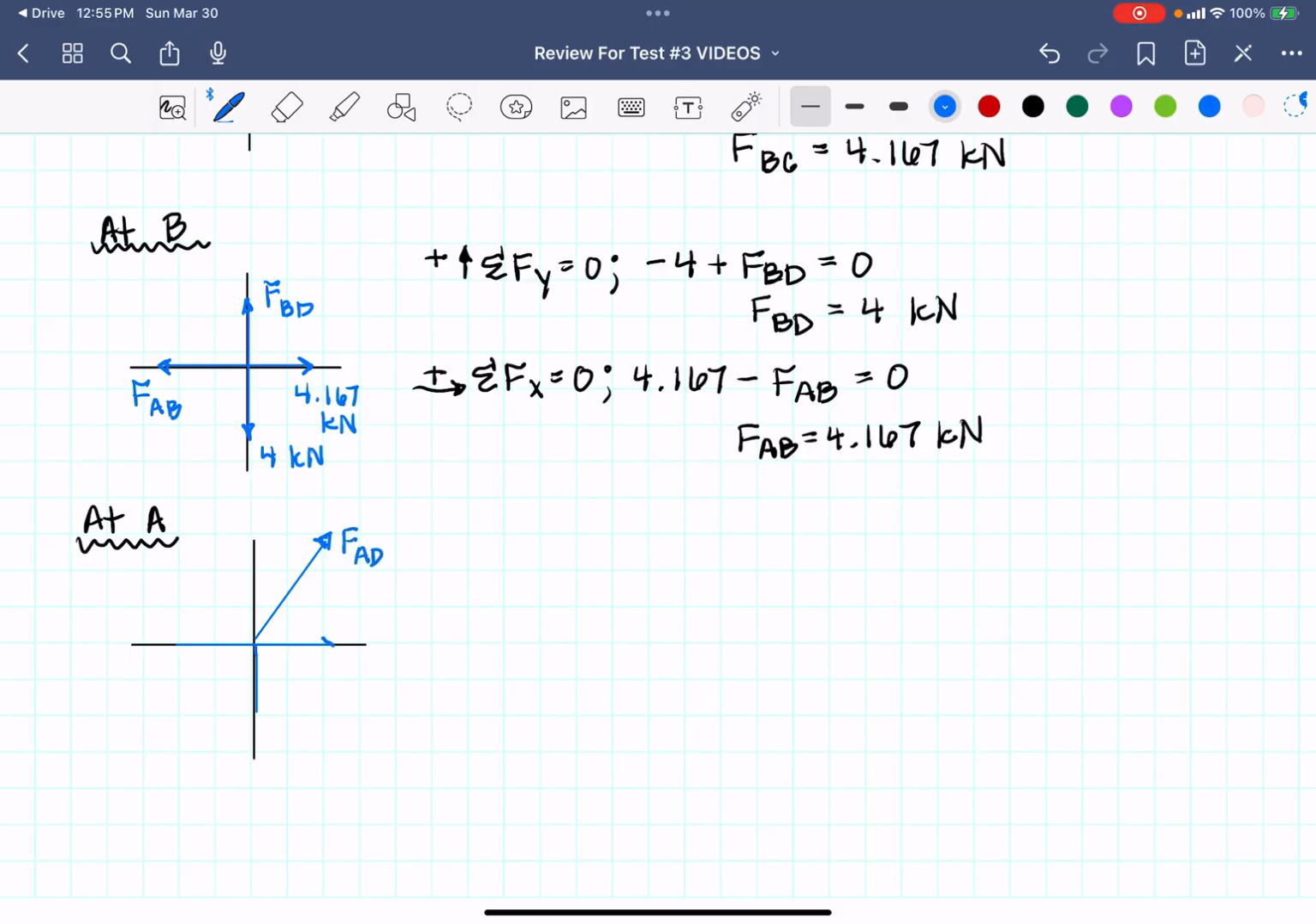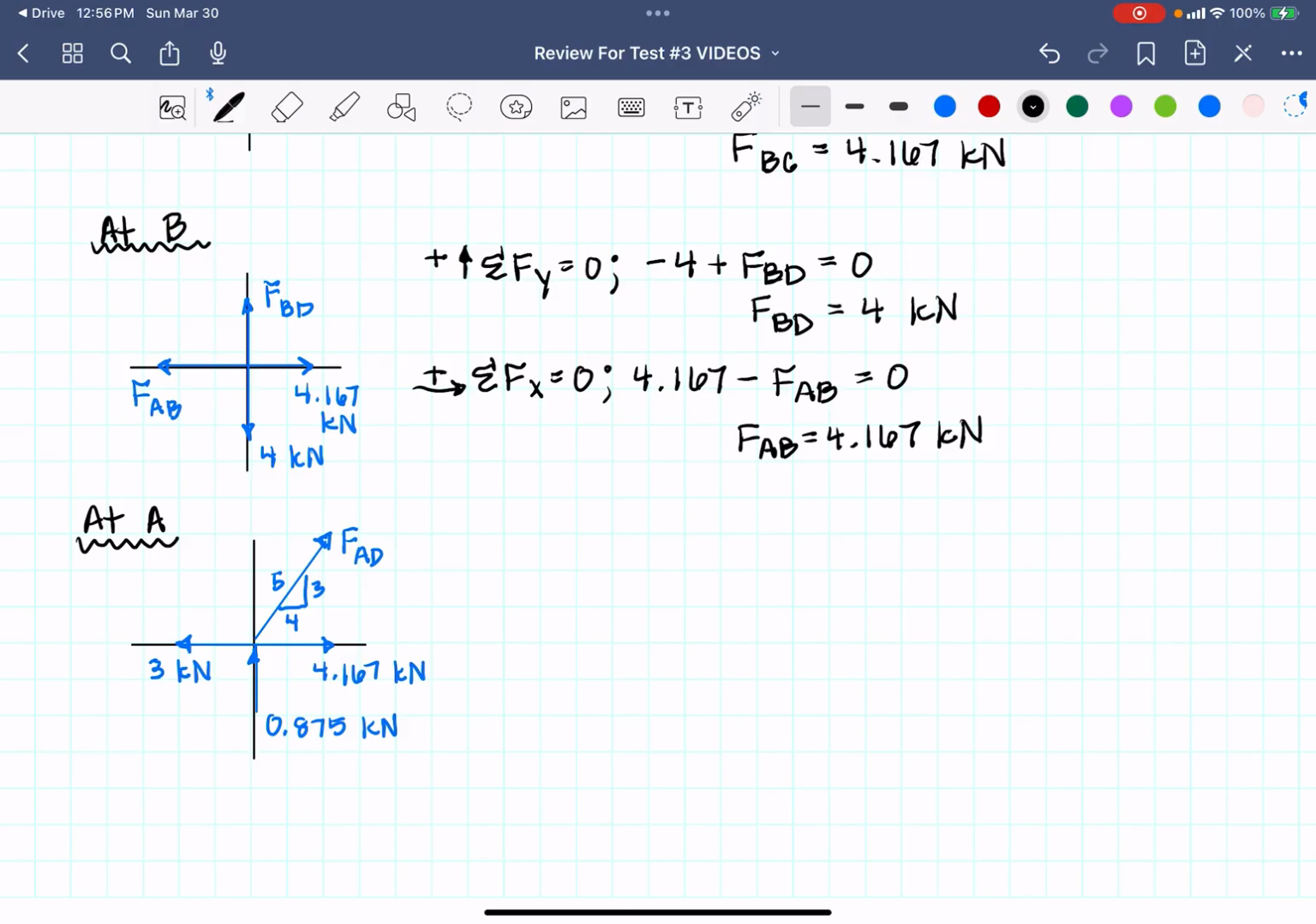So going to the left, I have 4.167. That's what I just solved for. Going up is the reaction support at A, which is 0.875 kilonewtons. Going to the left, which I solved for, is 3 kilonewtons. And then I've got the geometry of AD, which is 4, 3, 5. So I only need to solve for FAD. It's the only unknown I have.